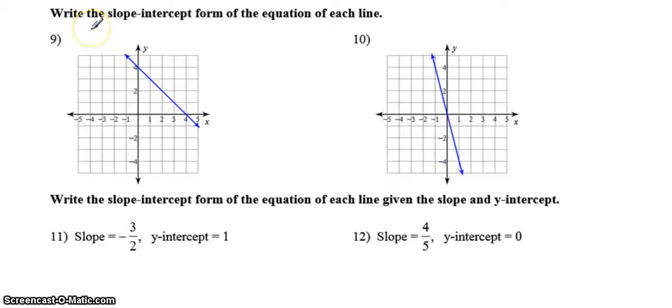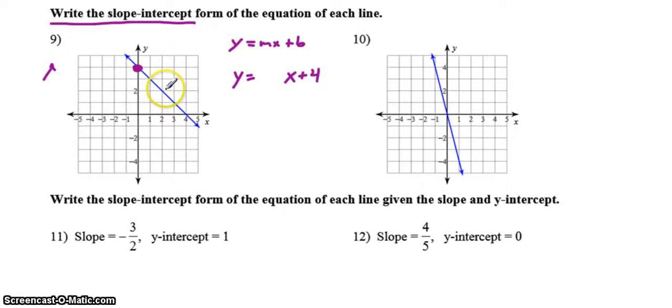Let's look at numbers 9 and 10. Write the slope-intercept form of the equation of each line. Remember, slope-intercept form looks like this. Y equals mx plus b, where m is the slope and b is the y-intercept. So looking at number 9, it seems like our y-intercept is right at 4. So y equals, I'll leave that blank, plus 4 at the end.